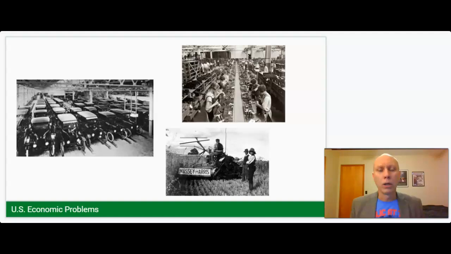So overall, even though as you looked at the 1920s as a decade there were a number of good things going on, there were definitely some issues below the surface, and those would in time contribute to a global depression.